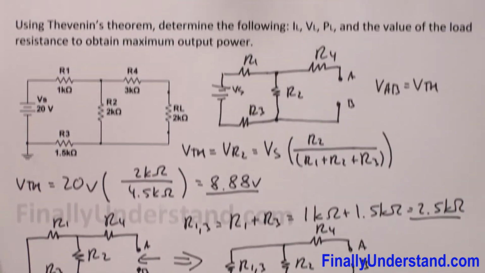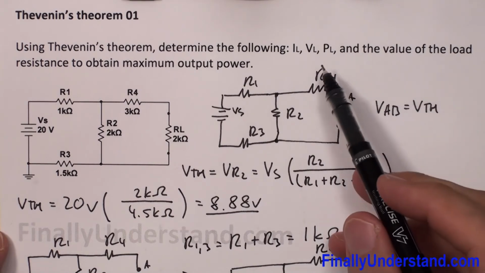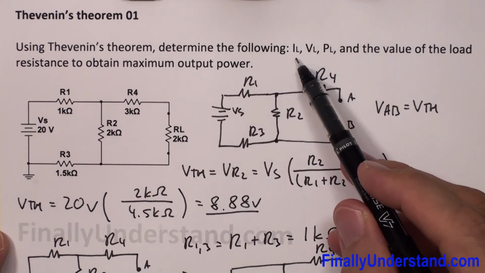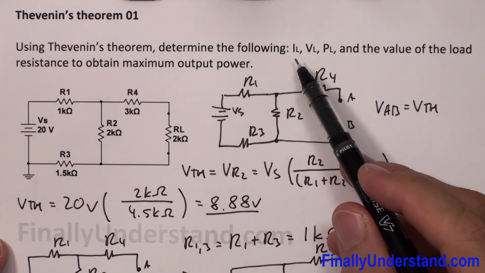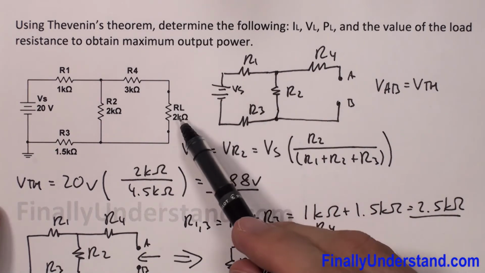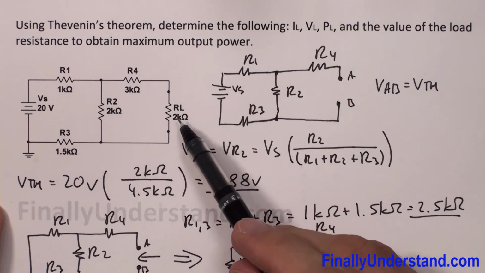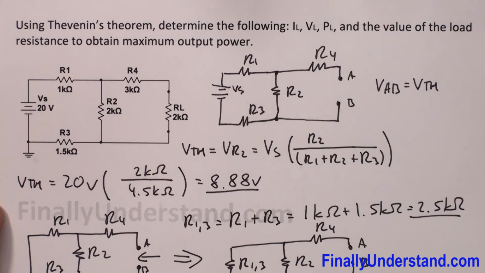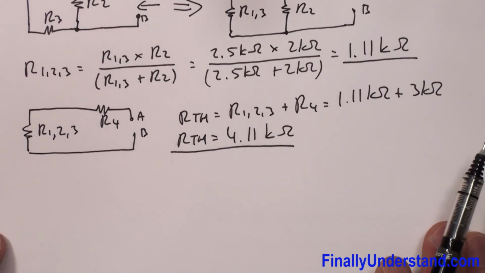Now the problem is asking me to find the current which goes through the resistor RL, and I have to find also the voltage across resistor RL, and I have to find the power at this resistor.